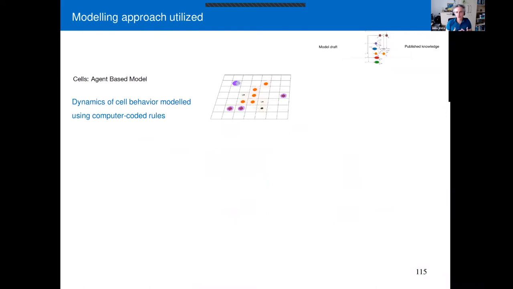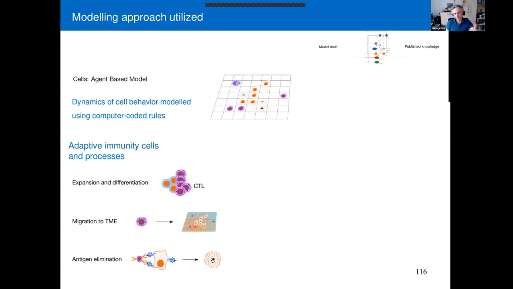The modeling approach we used here was a hybrid multi-level model. For example, to represent the interactions between the cells, we built an agent-based model. The idea is that the behavior of the cells, their migration and movement, how one cell interacts with another cell, and how a tumor cell interacts with an immune cell, was described in our model using computer-coded rules.